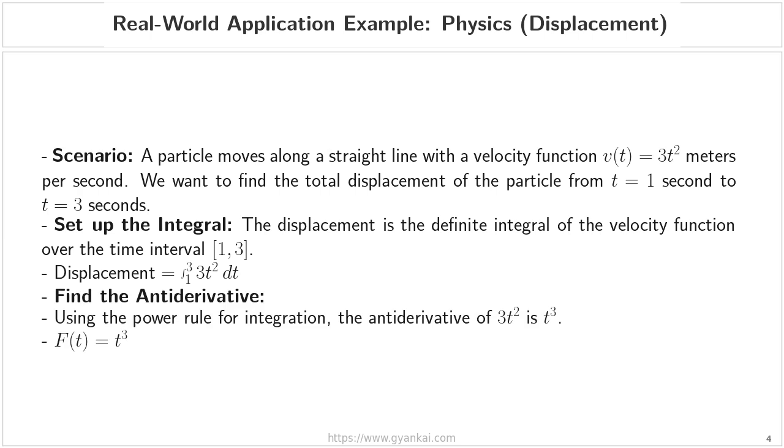Next, we need to find the antiderivative of 3t squared. Remember from our earlier discussions, the power rule for integration states that the integral of x to the power of n is x to the power of n plus 1 divided by n plus 1. Applying this to our problem, the antiderivative of 3t squared is t cubed. So, we denote this antiderivative as F of t equals t cubed.